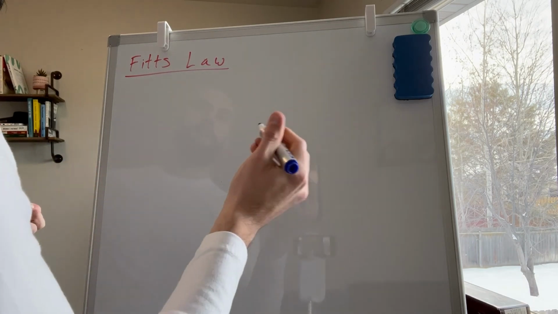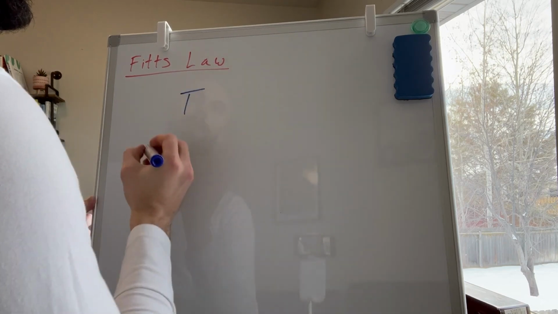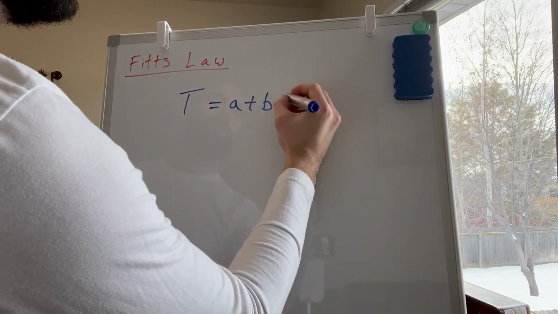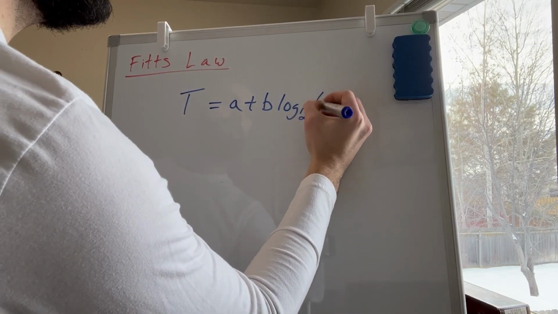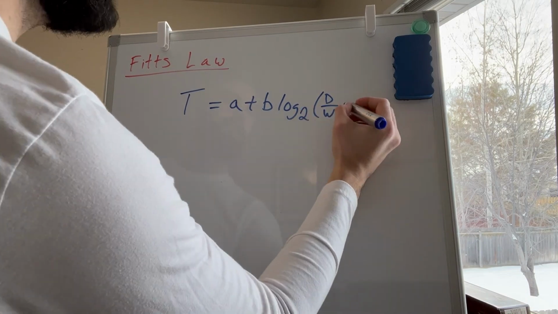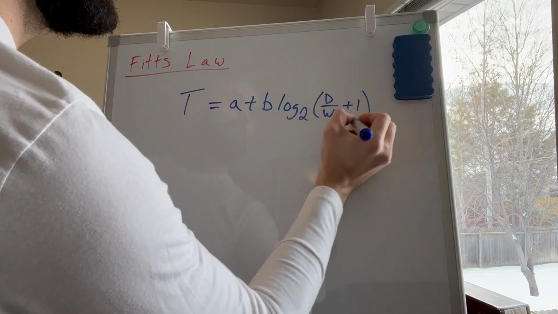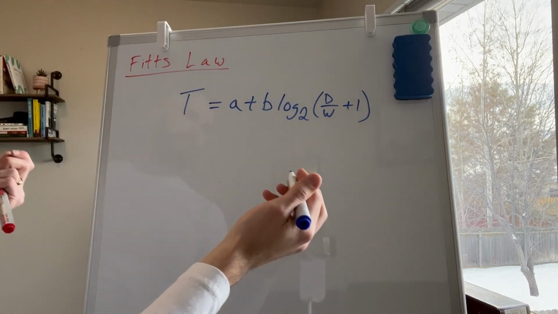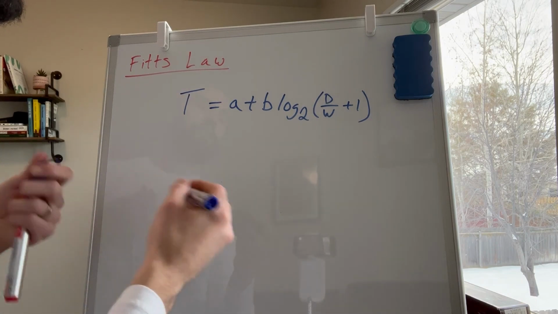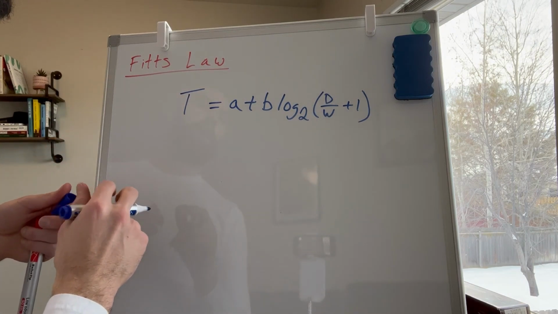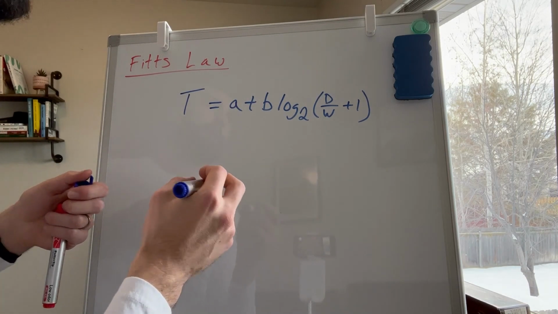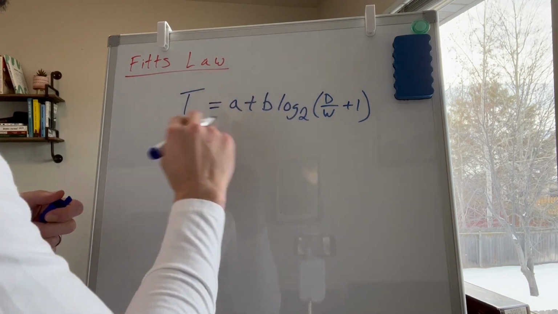So what does that look like as a formula? It's T, which is time, equals A plus B times the log base 2 of distance over width, also you could call that size, plus 1. So what is this equation saying? Well, first of all, A and B are constants that can be adjusted depending on what you are actually using, such as your hand or a stylus or even a laser pointer. So we can ignore those for now.